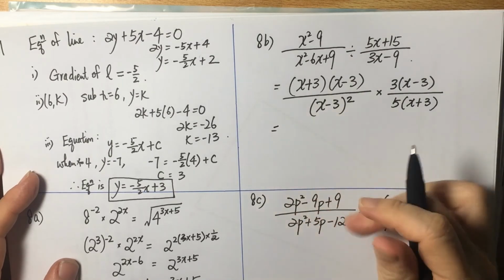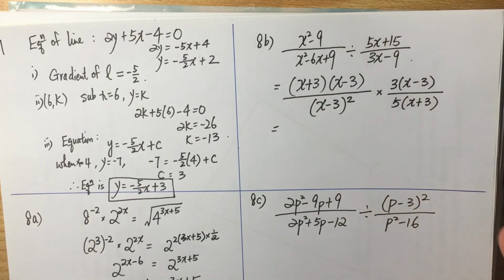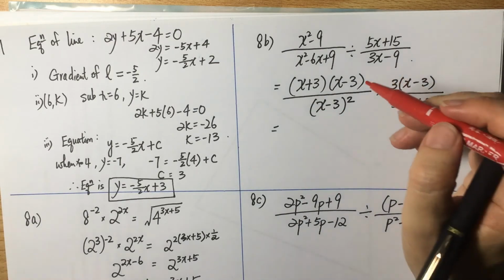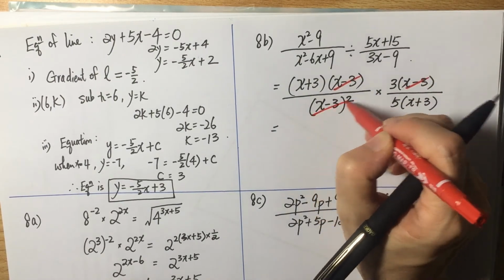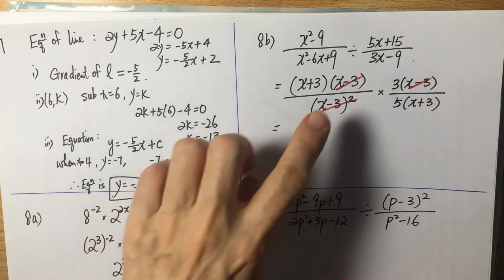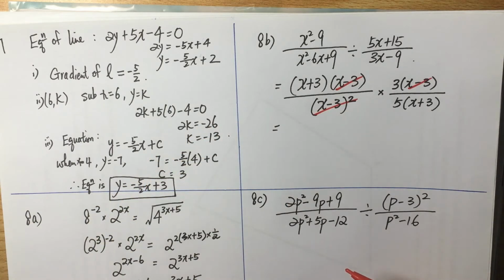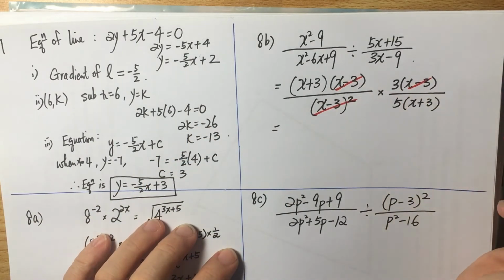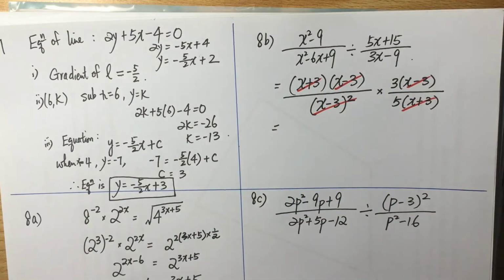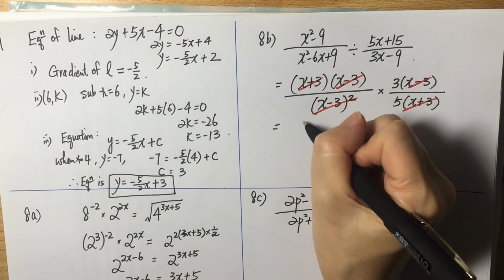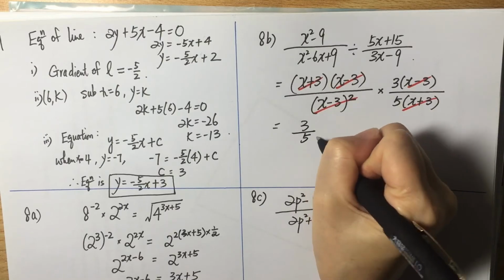So now all multiplied together, we can see what terms we can cancel. There is an x minus 3 and x minus 3. Both of them divide, (x minus 3) squared on the numerator and denominator, so they are all gone. This x plus 3 and x plus 3 are the same, so when I divide, they are gone too. So therefore, my answer is just 3 over 5.